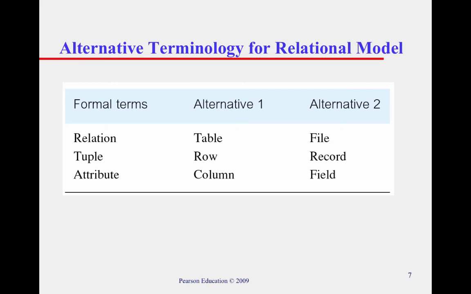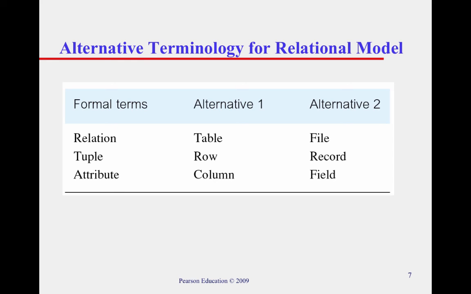And then here's the kind of alternative terminology that is used. So the formal terms are relation, tuple, and attribute. But users, and out in the real world, you're more likely to say table, row, and column. So those are the colloquial terms for them. And then if you're a file systems person, you're more likely to refer to a relation as a file, a tuple as a record, and an attribute as a field.